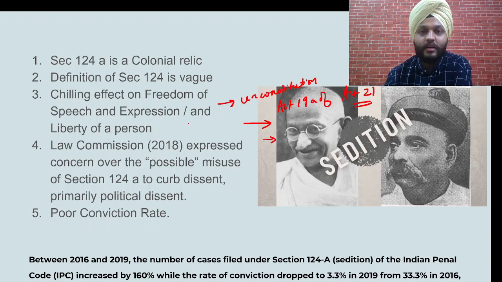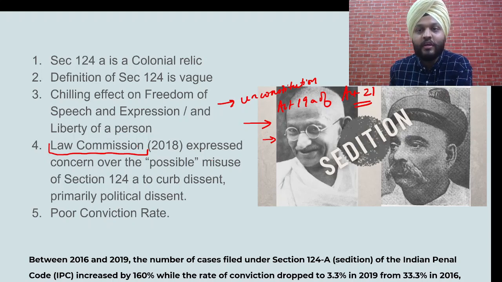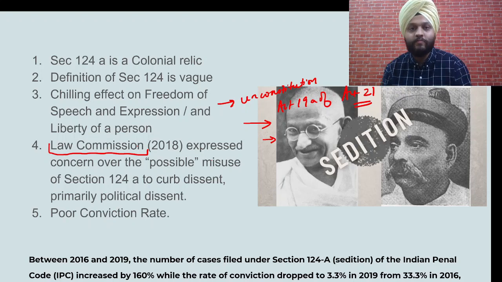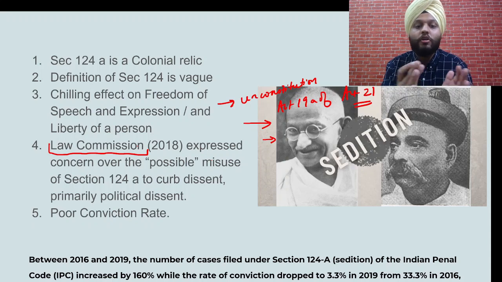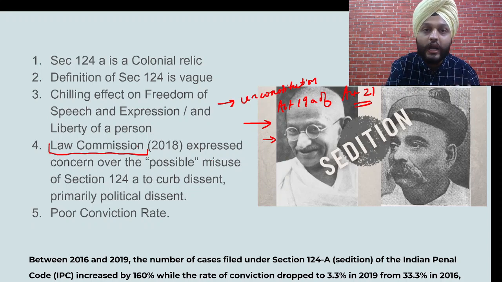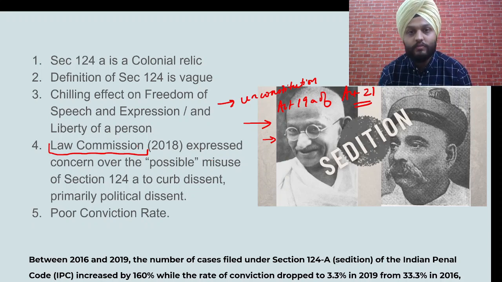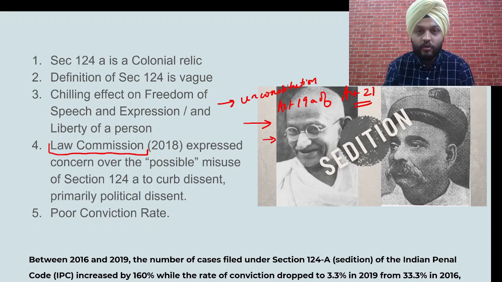In 2018, the Law Commission, which is basically a body that is created by the executive, the President actually, looks into various laws. And from time to time, it gives recommendations for reformation of the laws. And in this context also, the Law Commission expressed concern over the possible misuse of Section 124A to curb dissent. Possible misuse, again bureaucrats are writing it very neutral, they have to write whatever.